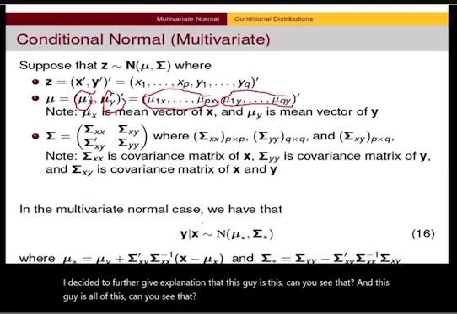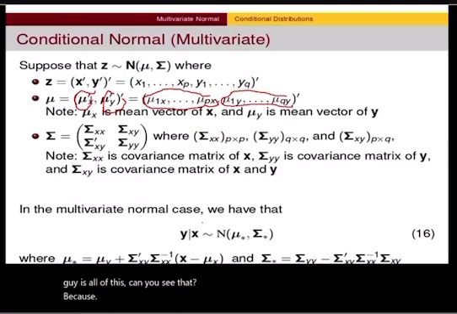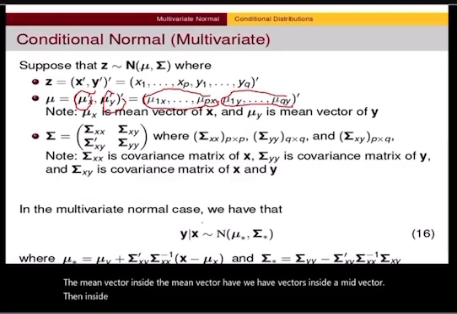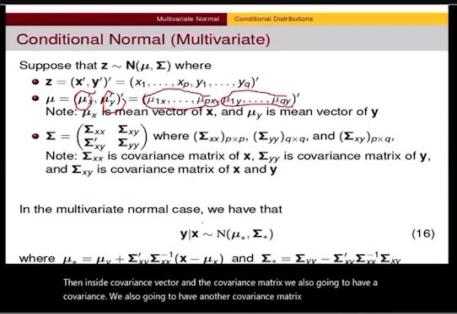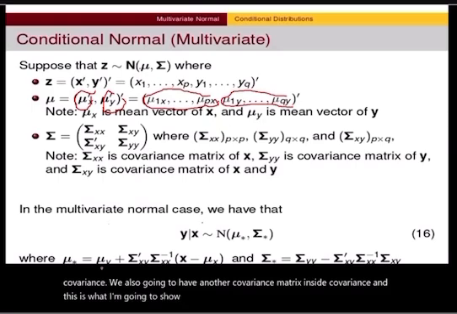Inside the mean vector, we have vectors. Then inside the covariance matrix, we're also going to have another covariance matrix. And this is what I'm going to show you right now. Please pay attention.